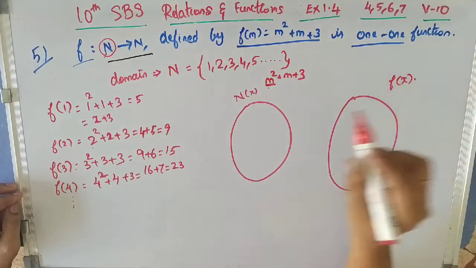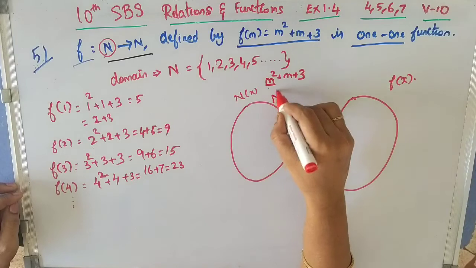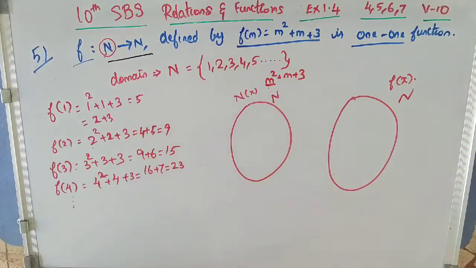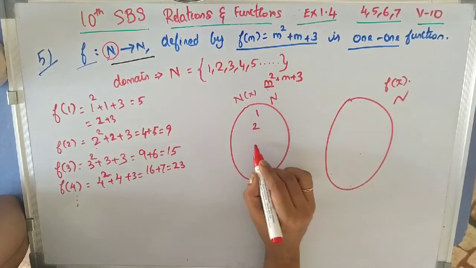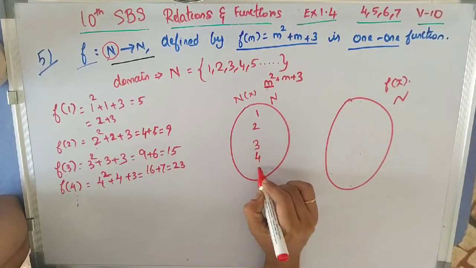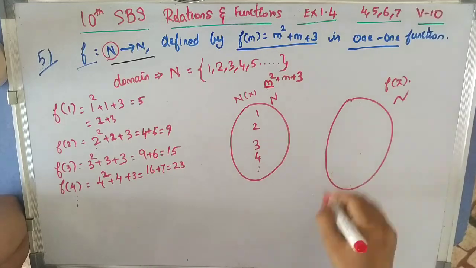Now we can write the domain. What are the elements of the domain? 1, 2, 3, 4, 5 and it goes on because both are natural numbers. Right? So we should write 1, 2, 3, 4, 5 and it goes on. Okay? So I am writing 1, 2, 3, 4, 5 and so on because it is a natural number.